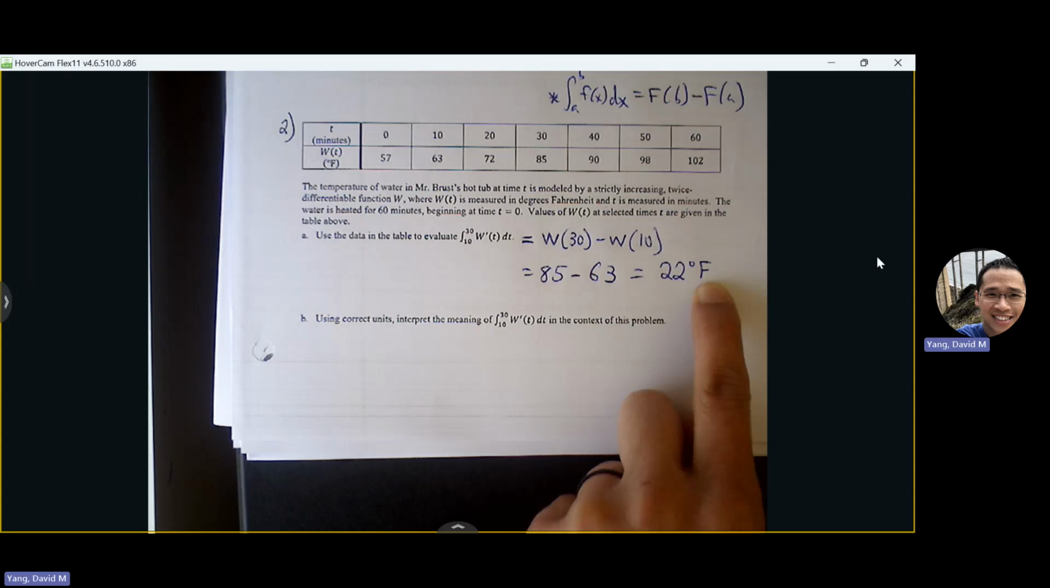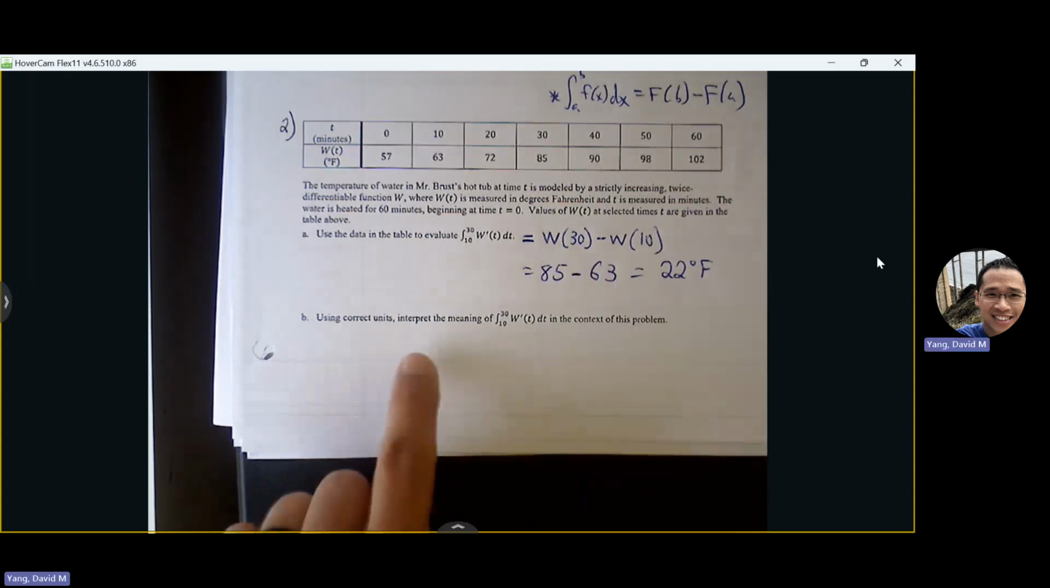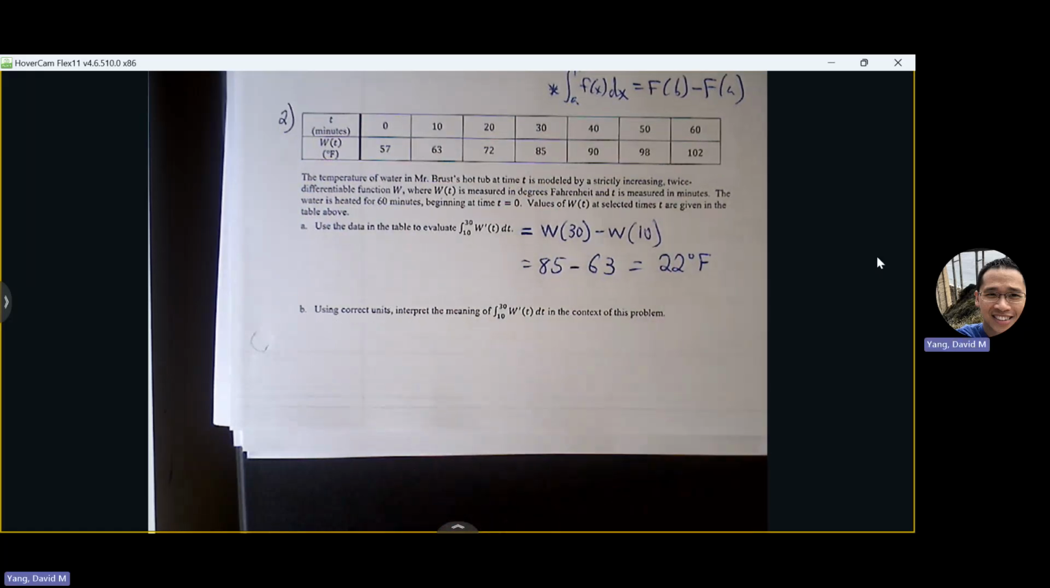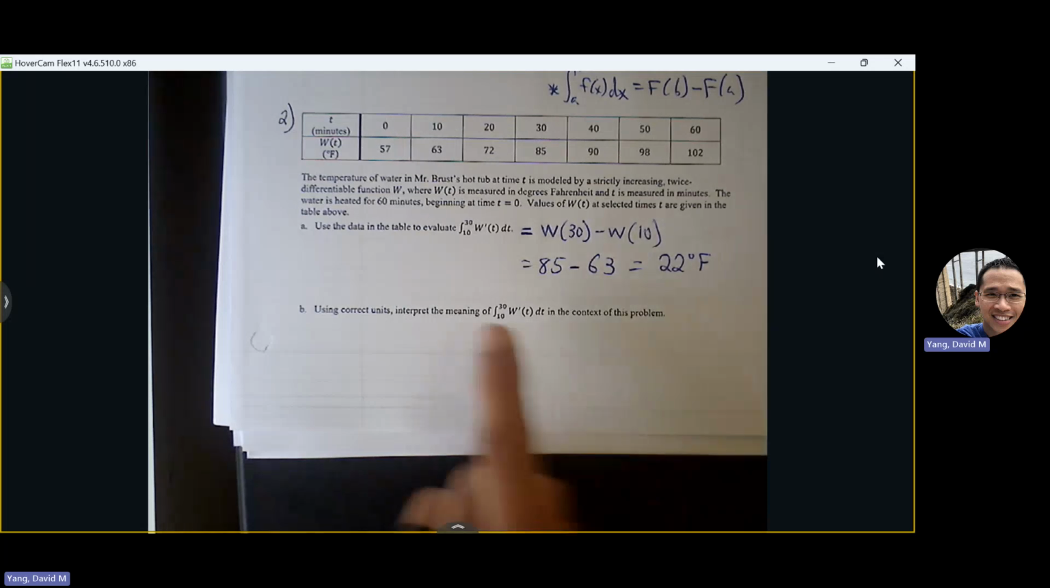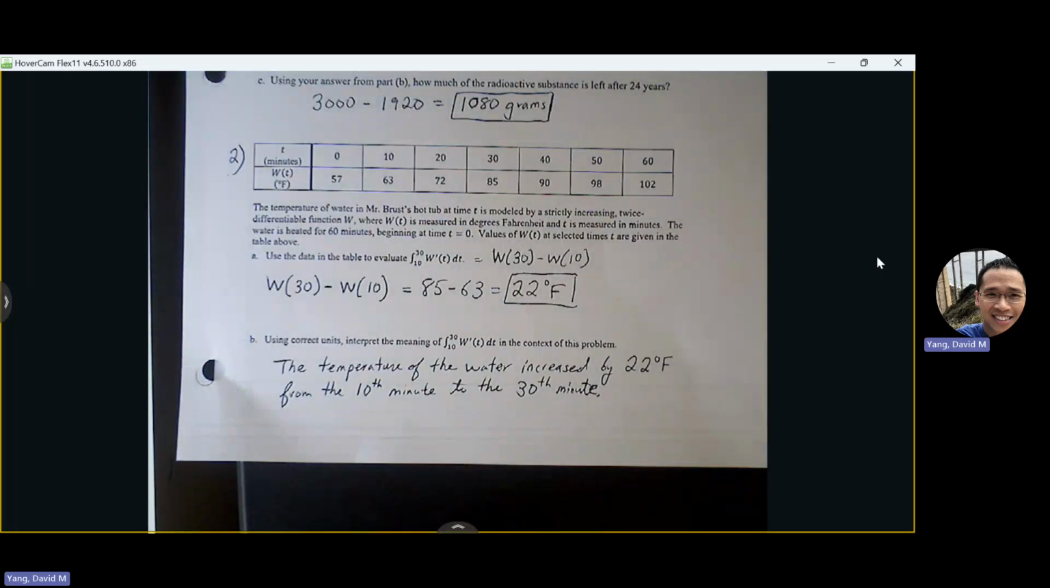It's the change in temperature over the 2 time periods. So that's part B there. Using correct units, interpret the meaning. We know that the temperature of the water in the hot tub is rising, and over this 20-minute period, the temperature of the water will rise 22 degrees.